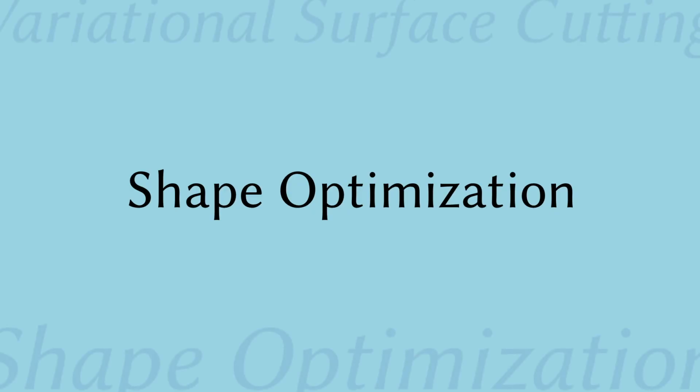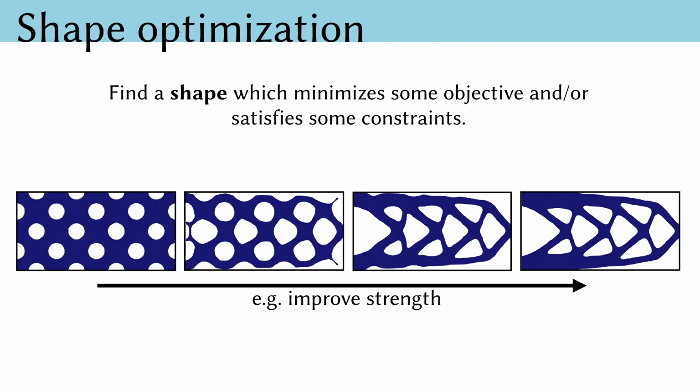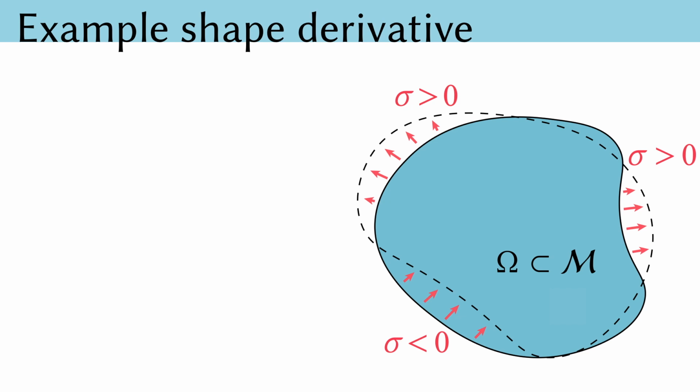As it turns out, the machinery of shape optimization has been developed for exactly this situation. In shape optimization, we seek a shape which minimizes some objective functions or satisfies some constraints. These techniques have been applied commonly within mechanical engineering, and more recently within the computer graphics community. As you might expect, the key ingredient in shape optimization is the shape derivative. And I think that the easiest way to understand shape derivatives is by example.